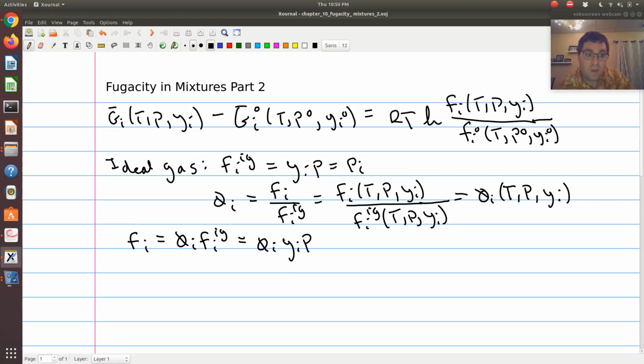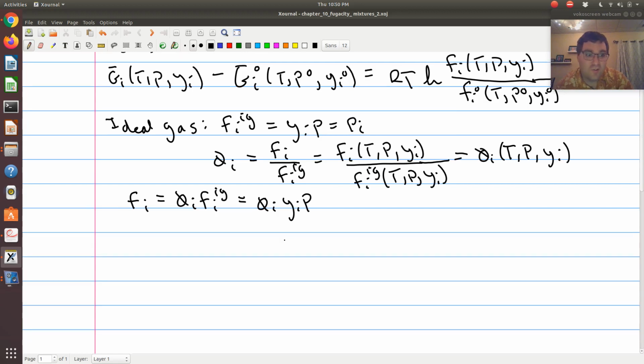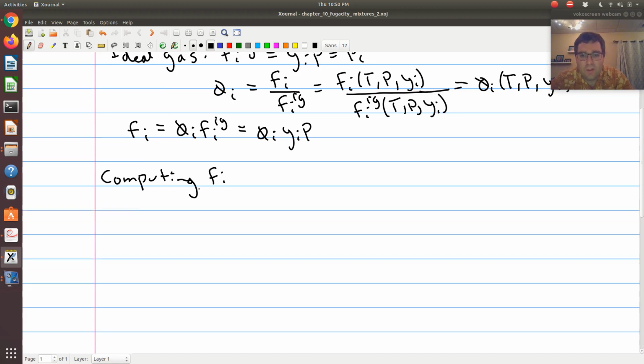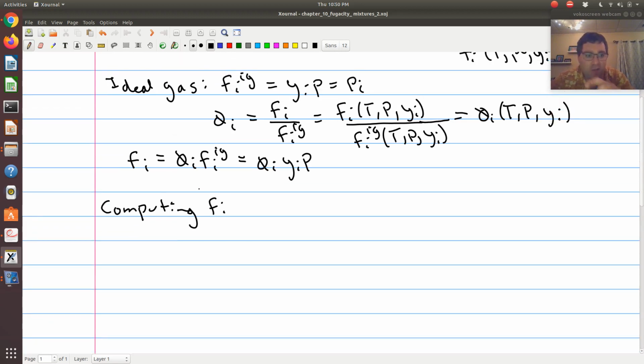All right, so how would I go about computing f_i? Now the key is, when we talk about computing fugacity, everything we did back in chapter 7 for fugacity of pure component systems essentially applies here. Again, the only real difference is in the ideal gas limit: the fugacity of component i in an ideal gas mixture is equal to partial pressure, right?